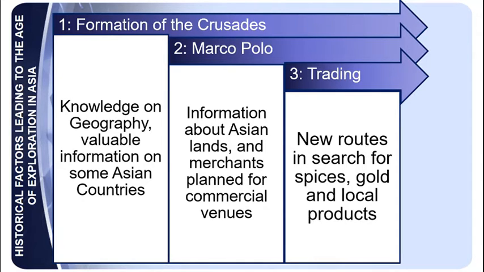on geography. That's why, if you are referring to Europe, you have this area called the Near East, and the Middle East, and the Far East. So these particular Crusades happened from the 1100s to 1400s in Europe, and gave the Europeans knowledge of geography, and also valuable information on some Asian countries near the European continent. Okay? The second one is Marco Polo.